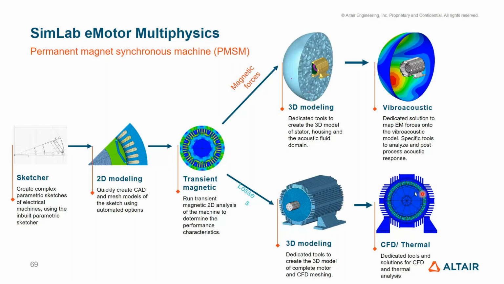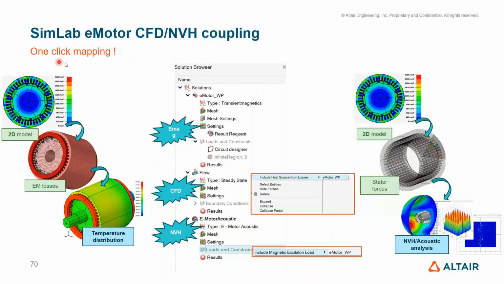You can map the load in a single click from one physics to another. Let's say you are performing electromagnetic simulation and you want to transfer the load from electromagnetic simulation to CFD simulation. In a single click, you will be able to transfer the load, and you can perform the CFD simulation. In a similar way, if you want to transfer the load from CFD simulation to NVH simulation, in a single click you will be able to transfer those loads.